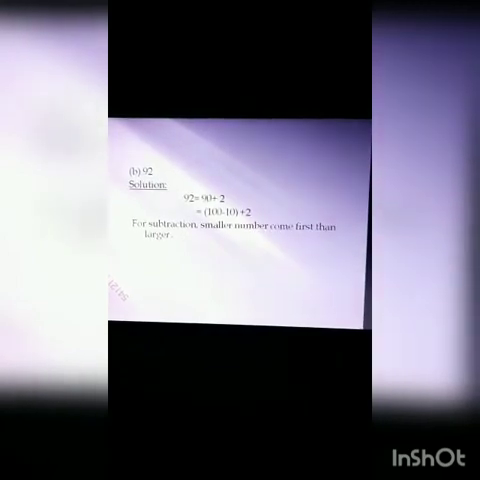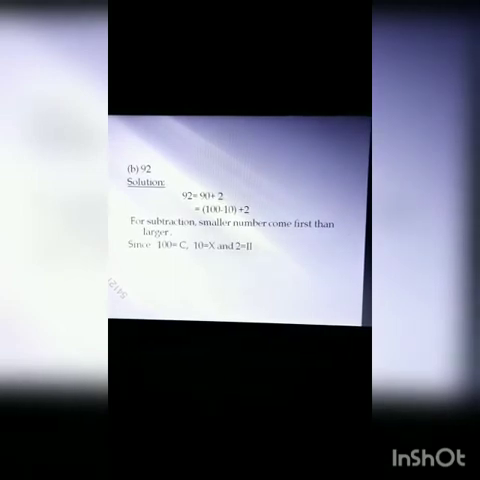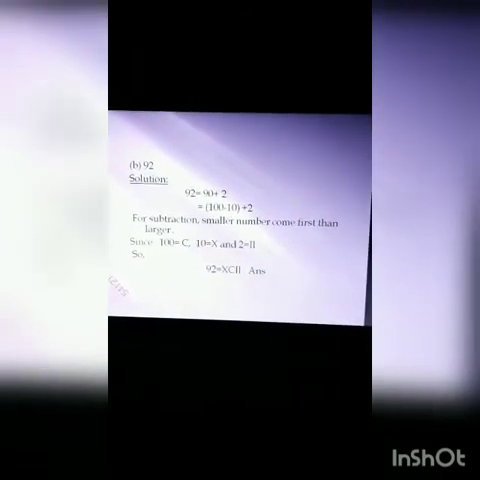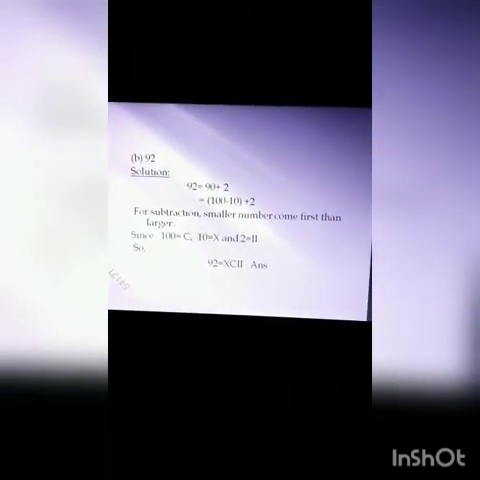Next is 92. Firstly we will write in the form of addition. It's 90 plus 2. Further we will split. Now 90 can be written as 100 minus 10. We can't write 50 plus 40 because for 40 we can't repeat X 4 times. It will be 100 minus 10 plus 2. In subtraction, the smaller number comes first. 100 is C, 10 is X, 2 is 2 times I. For writing 90 it will be XC. X is smaller than C, so it should be subtracted. XC, 2 times I will be the answer.